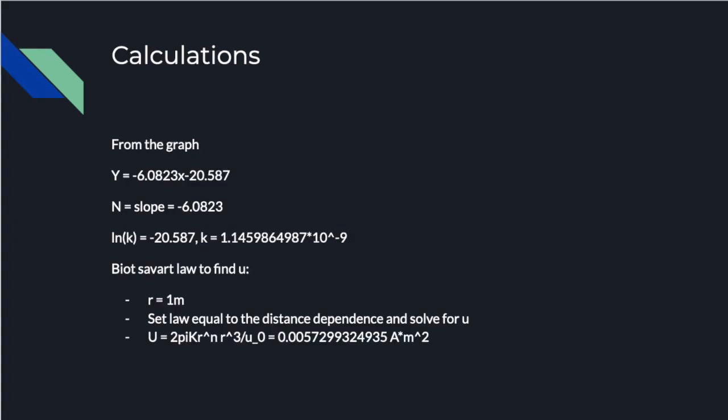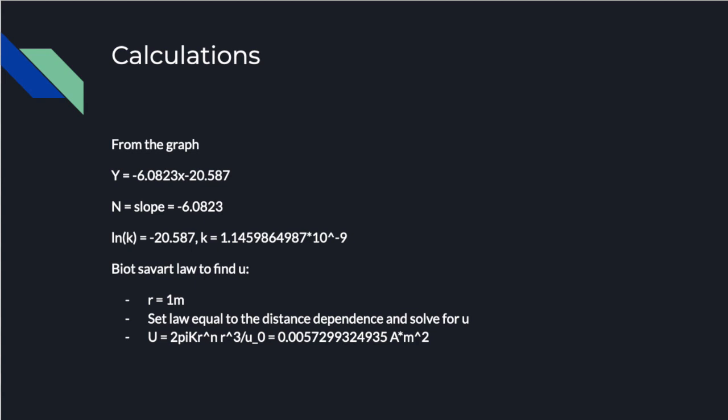From the calculations, from the graph, we get y equals negative 6.0823x minus 20.587. From this we get n is equal to the slope, which is negative 6.0823. Natural log of k is equal to negative 20.587 according to earlier equations, so k equals approximately 1.14589 times 10 to the negative 9. Biot-Savart law allows us to find μ.